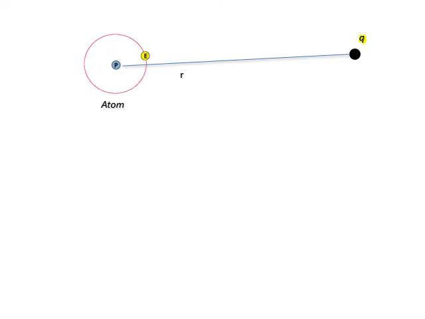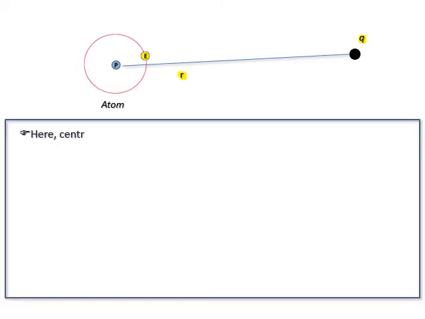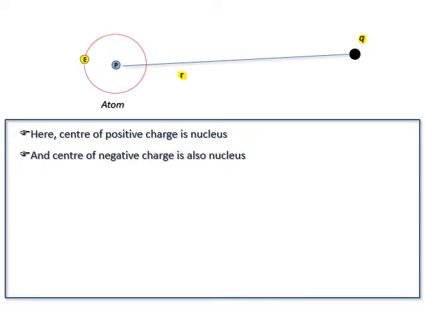Should there be any force on this charge q? Well, for that, first we'll have to see how far the positive charge is. As we can see in the diagram, r is the distance of the positive charge from our point charge q. How far is the negative charge from q? Well, as electrons are moving in the orbit, the effective distance of the negative charge from q is also considered to be r. Hence, we can say that for an atom, the center of positive charge is the nucleus. And where is the negative charge?